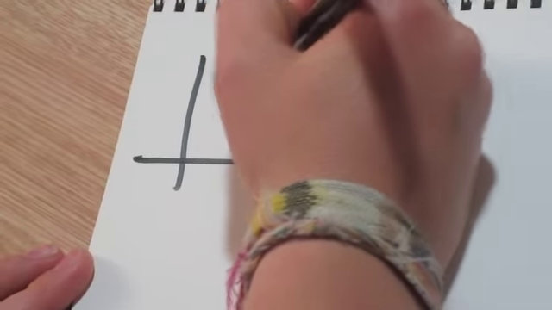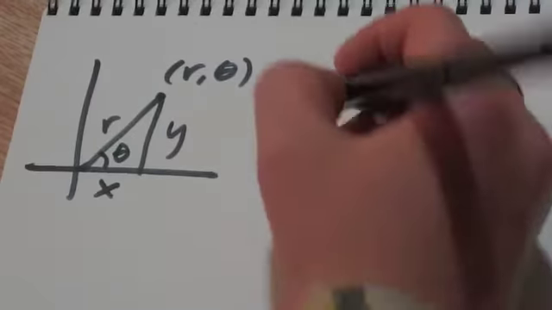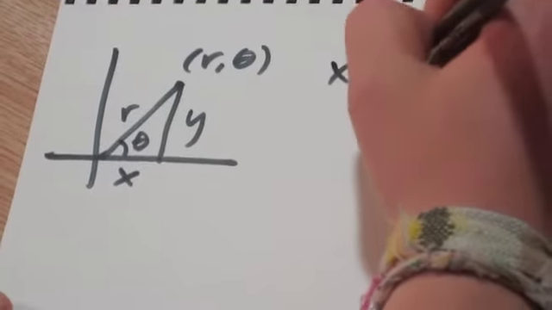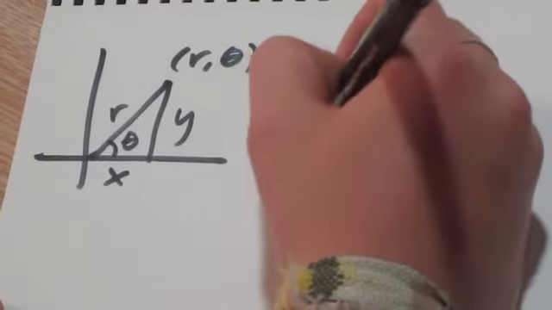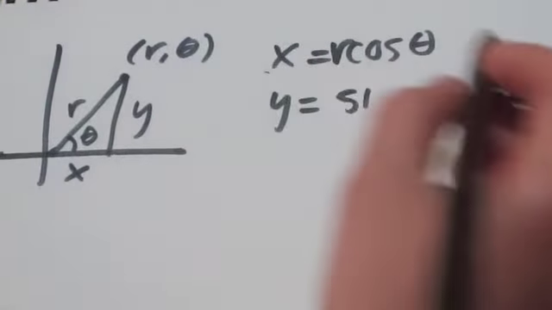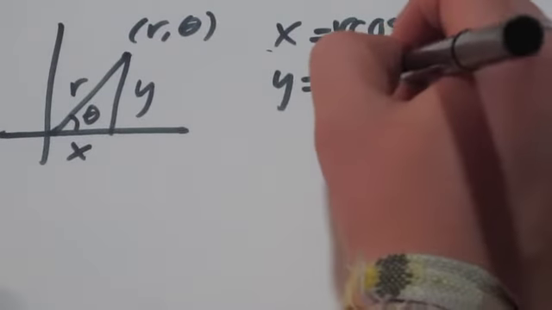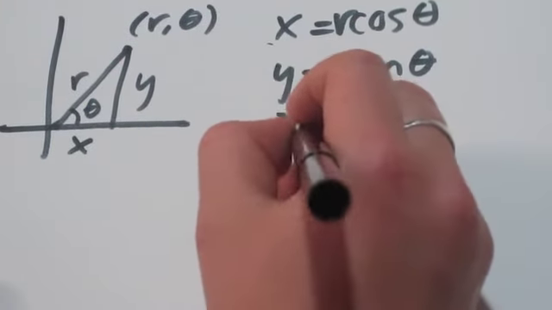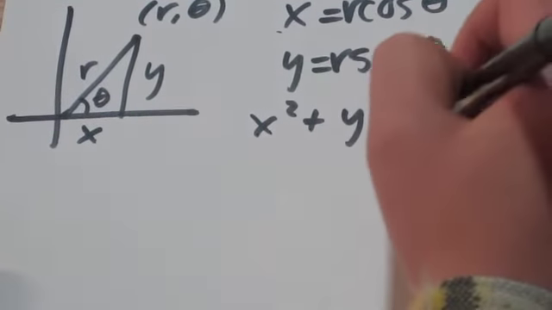For example, for any point (r, theta), the radius becomes the hypotenuse of a triangle. So r, and the legs are x and y, and the angle is theta. And you can derive formulas such as x equals r cosine theta, y equals r sine theta, and x squared plus y squared equals r squared.